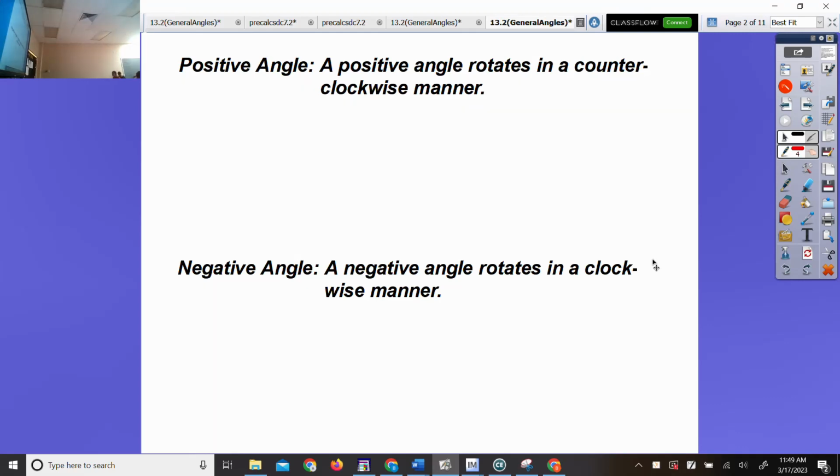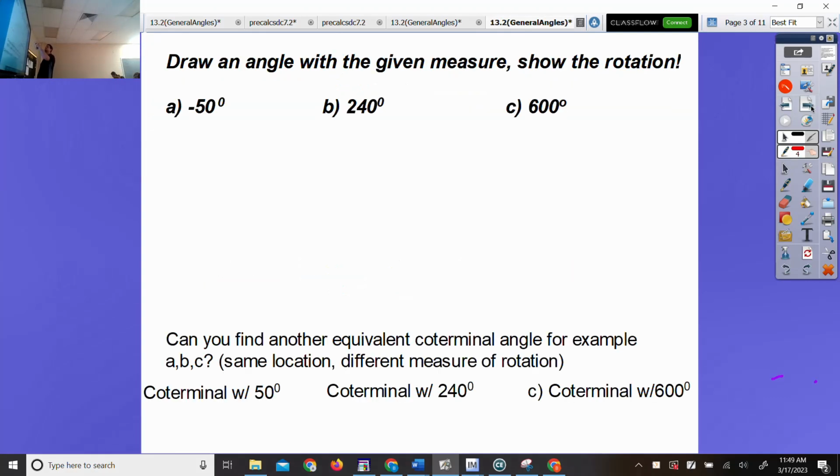So what's up next in your notes is most likely drawing some angles. Some of them positive, some of them negative. Some of them bigger than anything you've ever drawn in your life. So, first one's a negative angle, which I know you've never drawn. It's not a big deal.